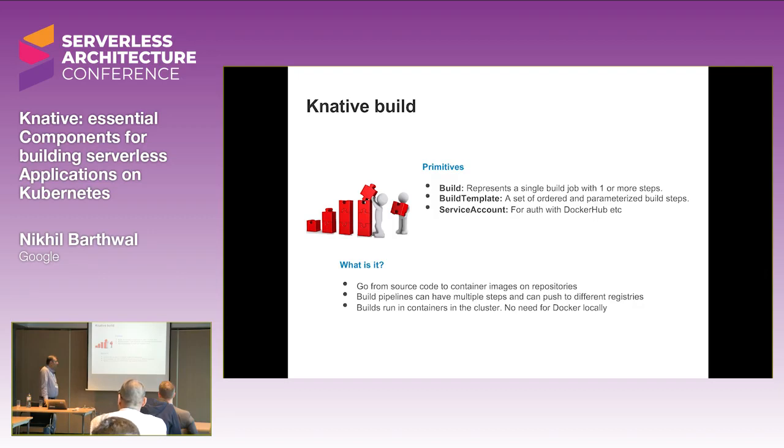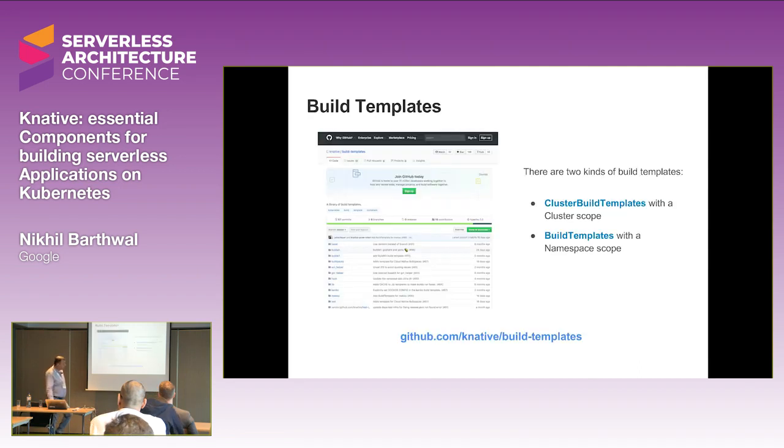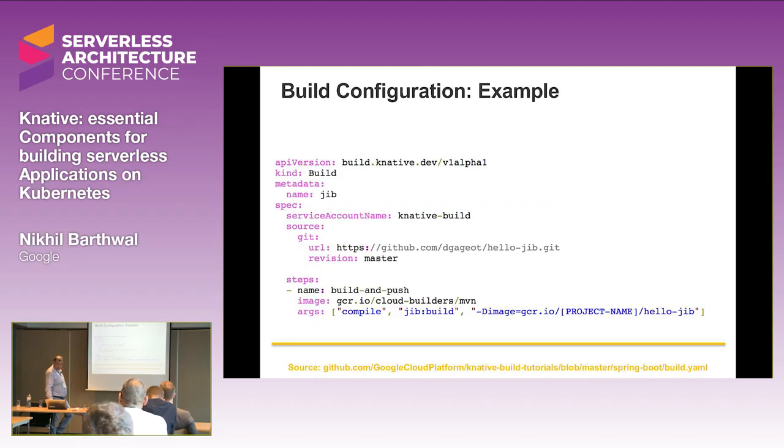And you can have build pipelines with multiple steps, and builds run in containers. So you don't really need to run Docker locally. So this is an example. That's the build templates website. I'll go to the Knative GitHub repository in a short while, but that's an example. They are basically cluster builds. So you can have cluster scope or you can have build templates with namespace scope.